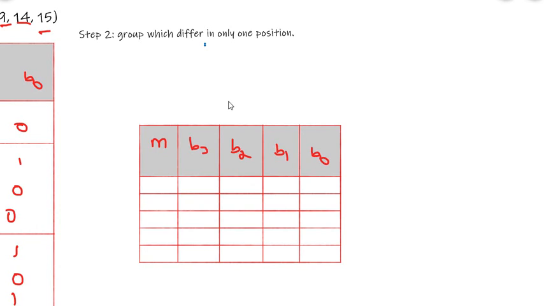In step 2, we have to make groups that differ in only one position. That is, compare each binary number with every term in the adjacent next higher category, and if they differ by only one position, put a check mark in the step 1 column and then copy the term into the next column with a dash mark in the position where they differed. This is step 2.